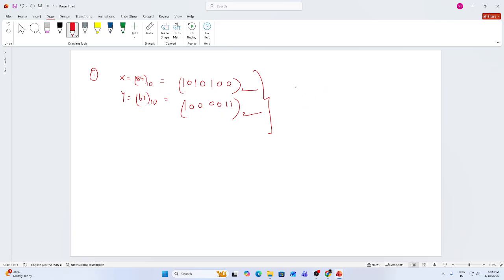Now my agenda is to compare these two numbers, and I want to tell whether x is greater than y, or x equal to y, or x is less than y.